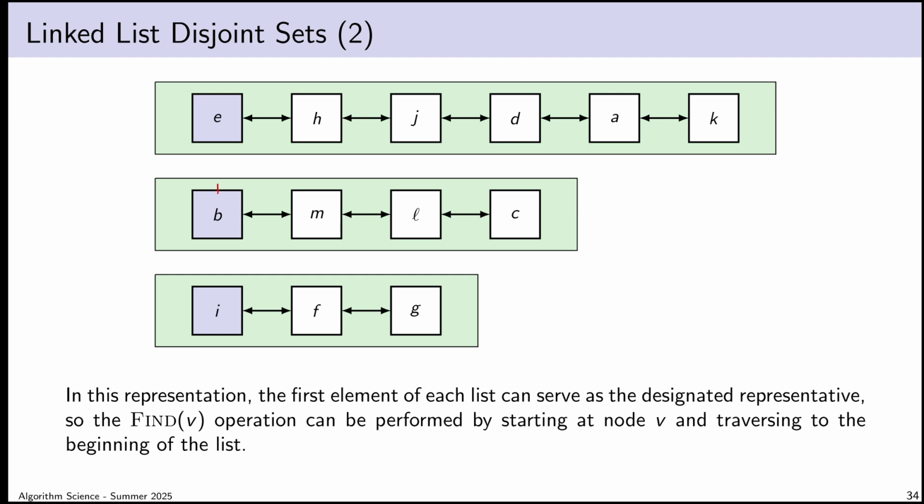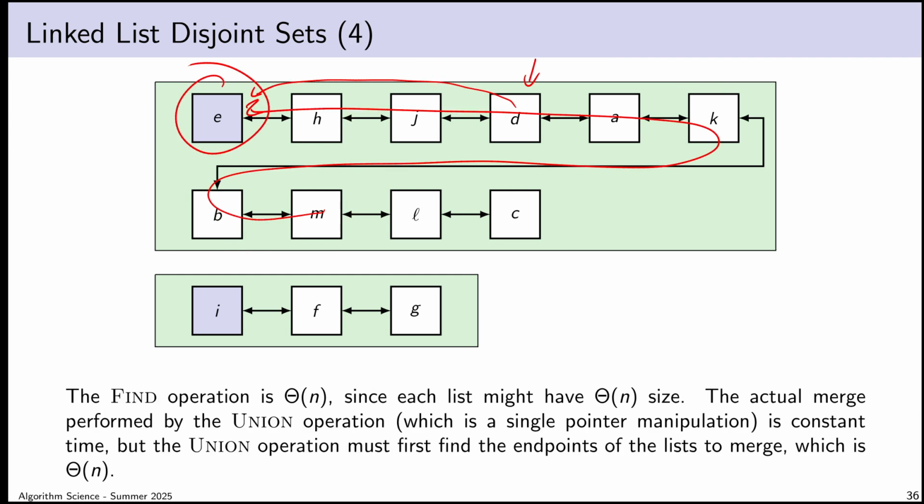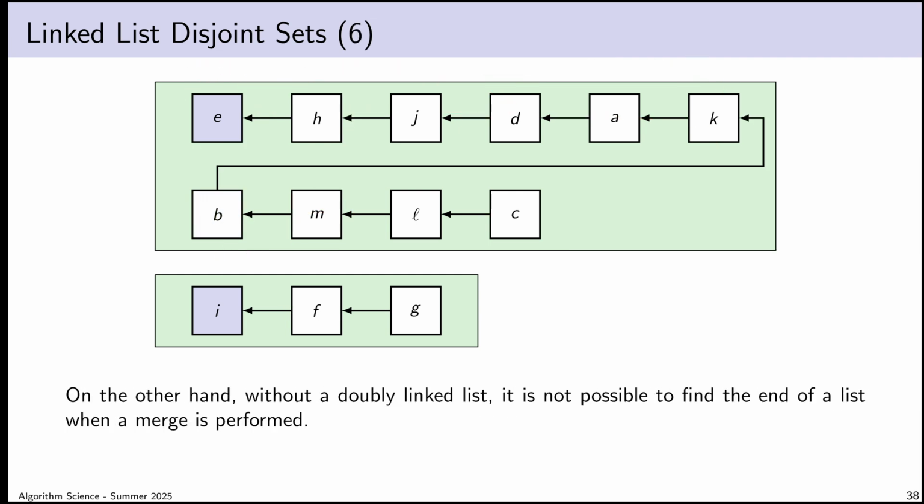So for the merge operation, if I want to do the merge exactly as I defined it earlier, where I join the beginning of one set to the end of the previous one, well, in that case, if I say merge H with M, I have to find the beginning of this list and the end of this one. And that's going to be a problem if I only have a singly linked list. So without a doubly linked list, how would I make this join? If I say merge H with M, then how do I go from H to K? I can't. The pointers don't point in that direction. So it's not possible to find the end of a list if all the pointers point towards the beginning.